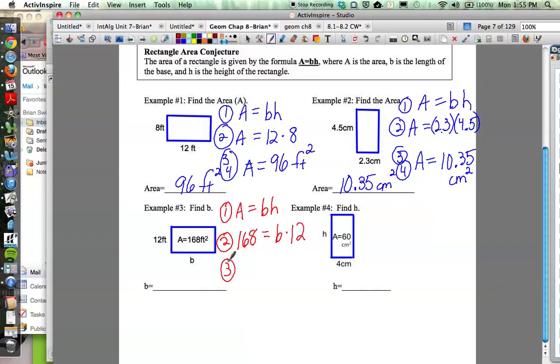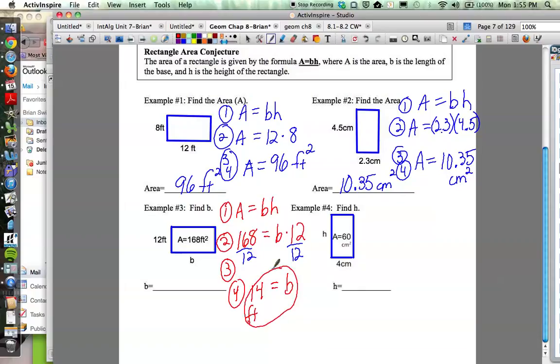Step 3 is to do our work, in this case a little bit of algebra. To get the base by itself, we will undo multiplication by dividing both sides by 12. So step 3 gets us down to our answer. If we divide both sides by 12, 168 divided by 12 is 14, is equal to B. Now think about what B is there. B is the base length, so our unit on this one would be feet, because it is a length.